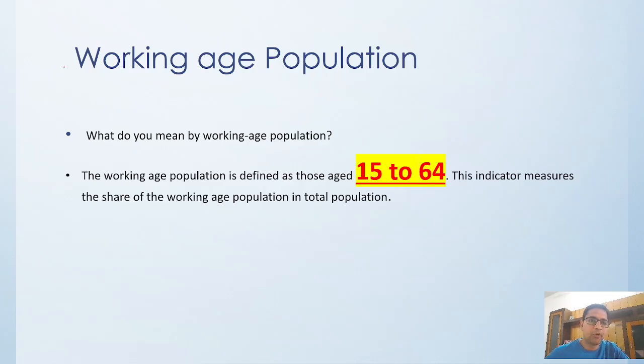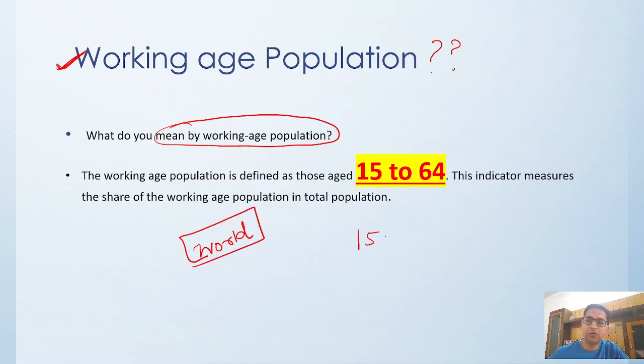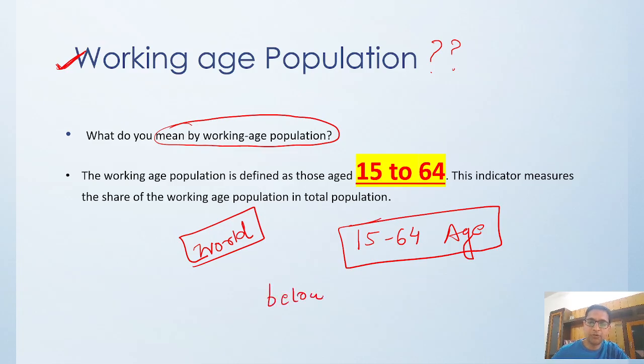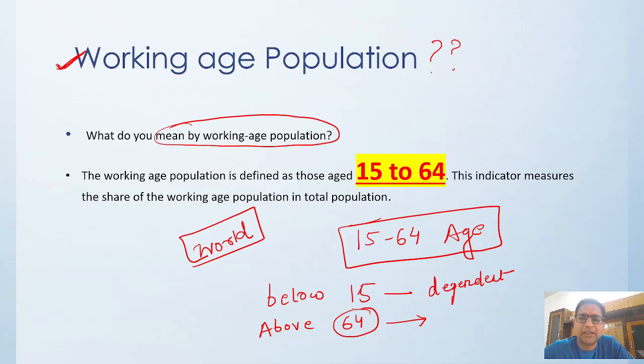Now we talk about the important working age population. Whenever we say working age population, what do we mean by it? The set definition in the world of working age population is the 15 to 64 age category. 15 to 64. Below 15, dependent. Above 64, also called dependent, but right now people are working beyond 64. But as per the international definition, the working age population is defined as those people who are between the age of 15 to 64. This is called the working age population.